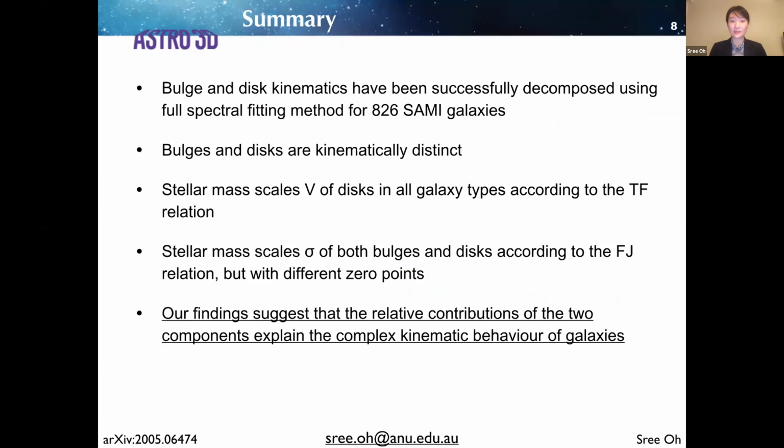So this is the summary. I would like to emphasize that the relative contributions of two components can explain the complex kinematics of galaxies. If you would like to learn more about my research, please find my paper on the arXiv or email me to discuss more.